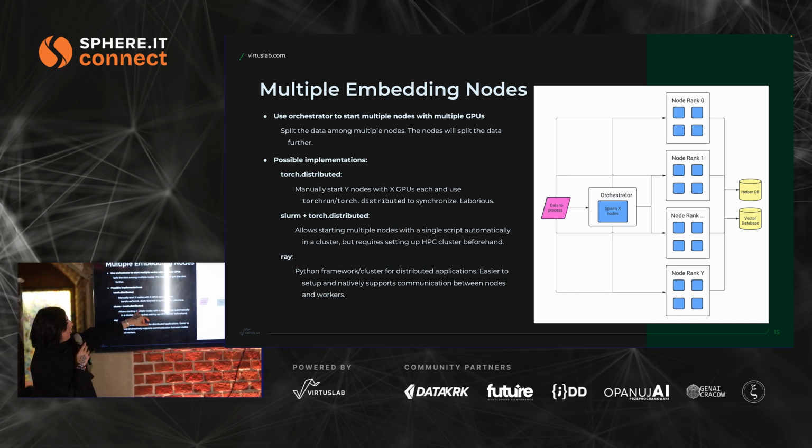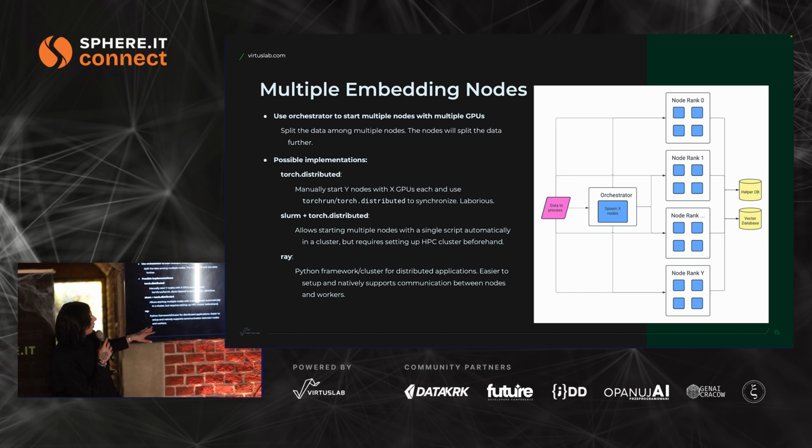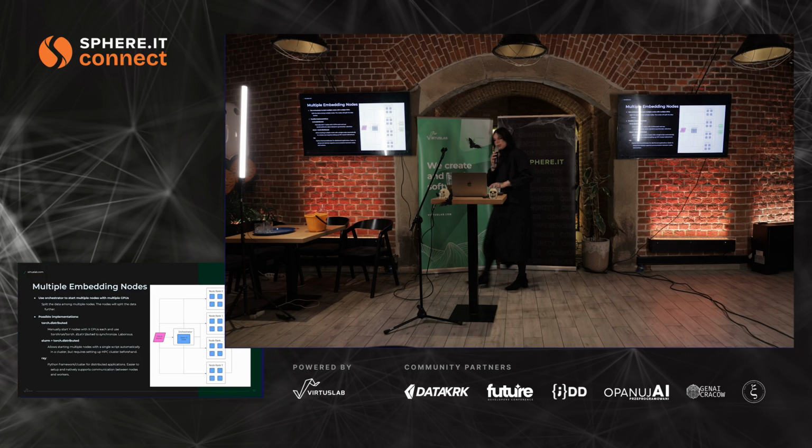Slurm plus torch distributed, if you have experience with HPC clusters, this is quite a good setup. But in my opinion, the perfect application for this is Ray, which is a framework or cluster for distributed Python applications. And it's very easy to set up and supports communication between the nodes and the workers out of the box. And I think Ray is the best application for such a scenario.